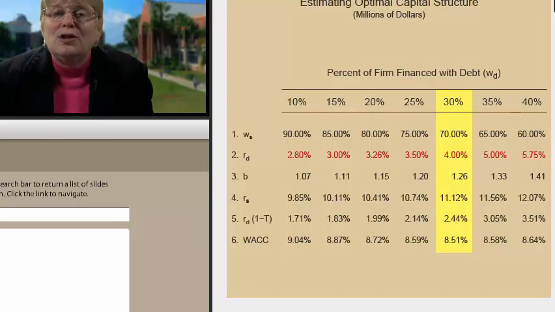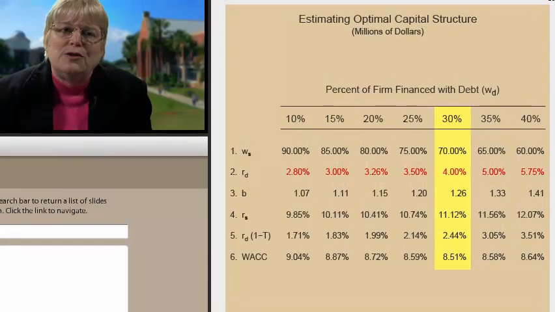This Excel sheet will actually do the Hamada equations for you. You give it a levered beta, it calculates the unlevered beta, and then in line 3, you see these various betas. As the debt percentage increases, the beta increases. As the beta increases, the required return on stock increases. We also will have the required return on debt increasing. That was what you had to estimate. And so we can see the different WACCs for the different percentages of debt.